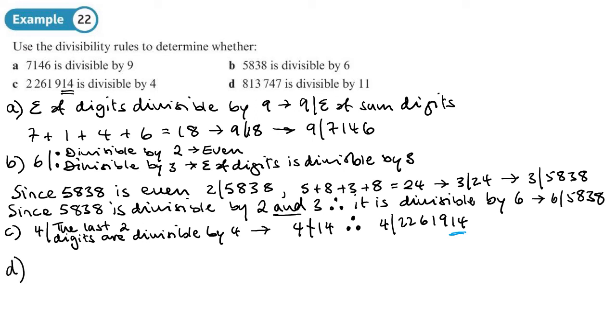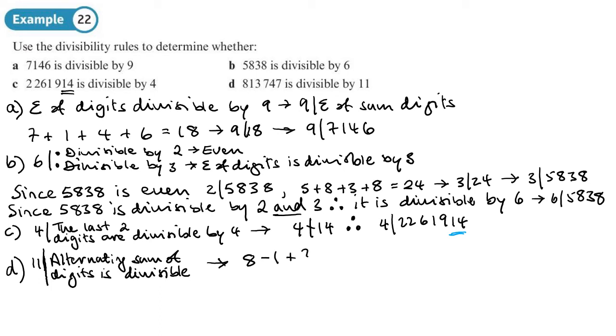And the last example, to find out if this number here is divisible by 11. Now the rule for divisibility by 11 is that we want the alternating sum of the digits. So the alternating sum of digits is divisible by 11 if a number itself is going to be divisible by 11. So let's work that out. So the alternating sum is 8 minus 1 plus 3 minus 7 plus 4 minus 7.